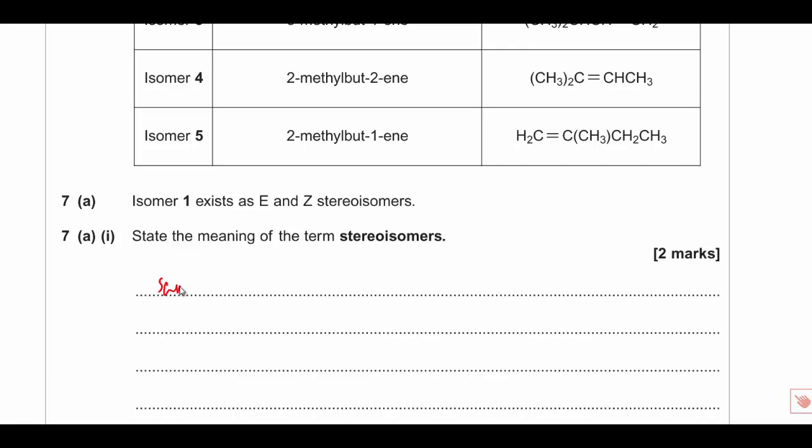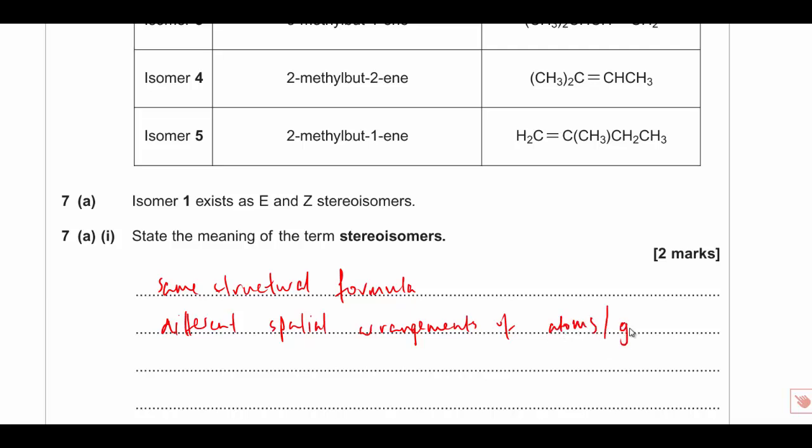Standard definition. Same structural formula. Okay, you can't have molecular, which I think is just annoying, but there we go. Same structural formula, different spatial arrangement of atoms. I'd probably go atoms slash groups. Same structural formula, 1 mark, different spatial arrangement, or the atoms or things are arranged differently in space. It's the idea of them being different in space. That is an A there, and that's a T, spatial.